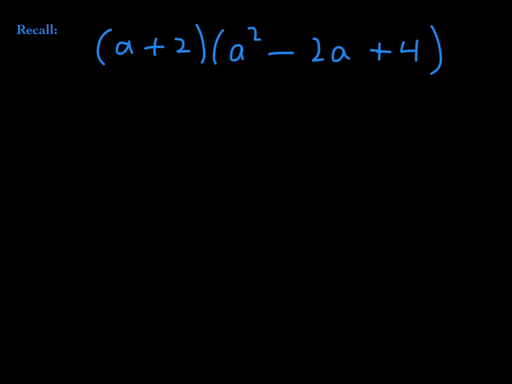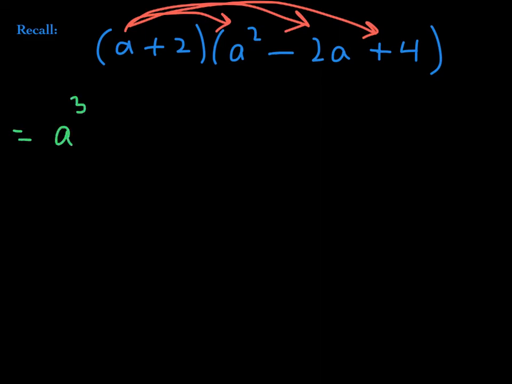All right, so to multiply, we will distribute a times a squared, a times negative 2a, a times 4. I'm going to go ahead and write down right now what I get. A times a squared is a cubed. A times negative 2a is negative 2a squared. A times 4 is positive 4a.